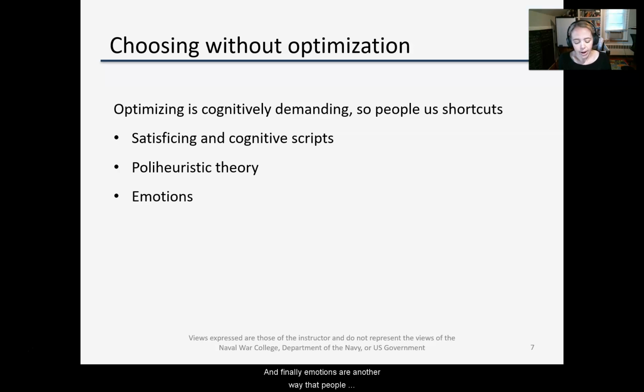And finally, emotions are another way that people simplify their decisions, making a decision because it feels right rather than because it's the result of some deep analysis. In particular, people often have a strong sense of fairness and reject divisions of goods that they see as unfair, even if that rejection means that they receive nothing instead of receiving the something they would have gotten with the unfair allocation.